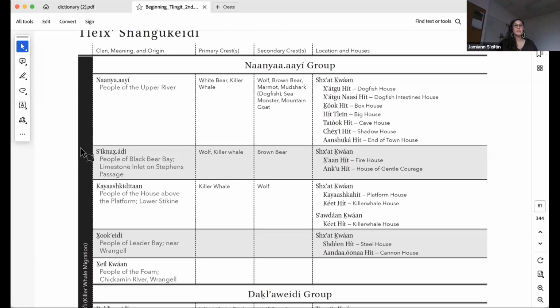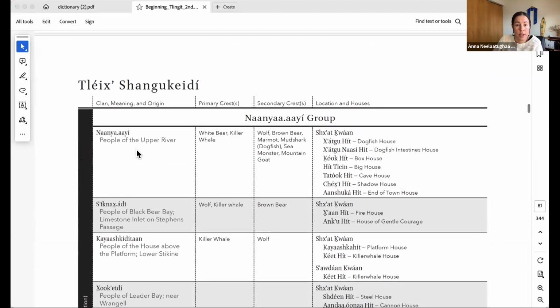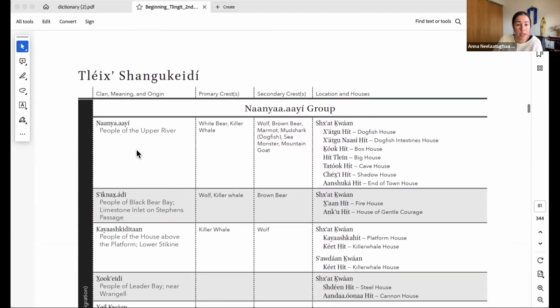This is the Beginning Tlingit Workbook by Lance Twitchell. I'll put this link in the chat so people can find it. I'm going to put a link in the chat of where you can find this book online for free. And this table is page 81, and what we read was just on page 80.